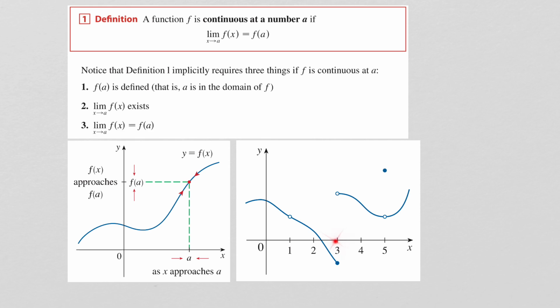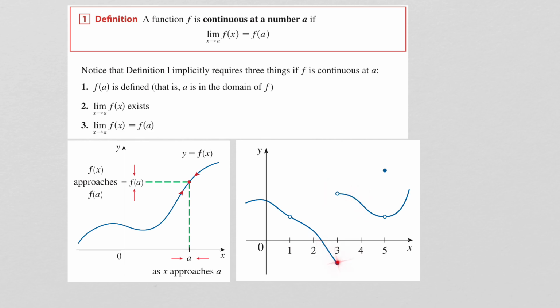Also, the function is not continuous at 3, and this is probably the most obvious, because if I'm graphing this function, clearly I have to lift my pencil off the paper to come up here to continue graphing this function. But let's go through it. F of 3 is defined. It is this number down here. But the limit as we approach 3 from the left-hand side is this number, and the limit as we approach 3 from the right-hand side is this number.